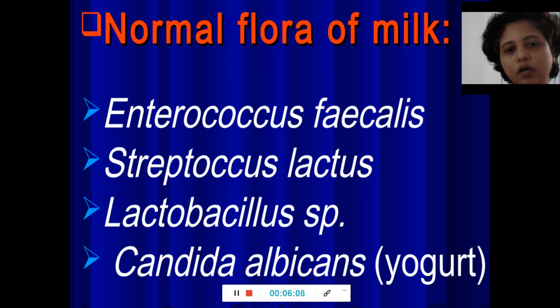Among these they include lactobacillus. For example, lactobacillus is a probiotic microorganism mainly found in this, and it contributes to the good health of humans. So this is a normal flora of milk.